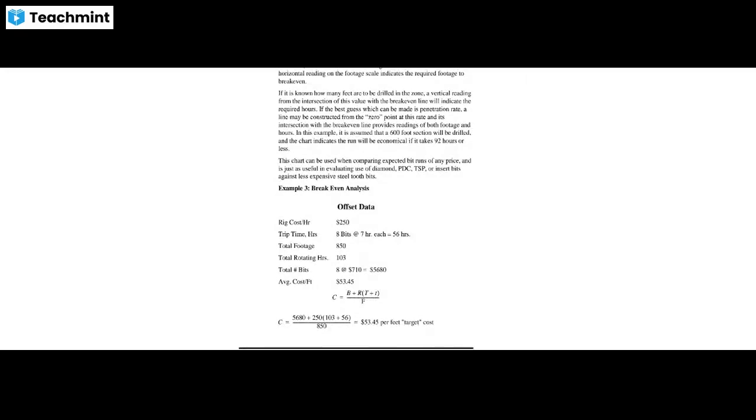So now we'll go for the graphical cost per foot formulas. Now let's go to the break-even analysis. What is meant by break-even analysis? Using the offset data, the chart can be used for any price, offset data, then total footage. So you are getting C equal to 53.45 per foot target cost.